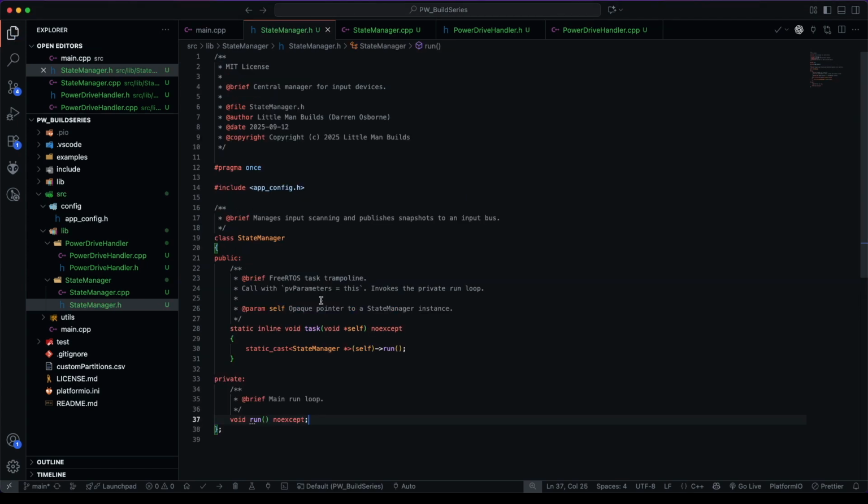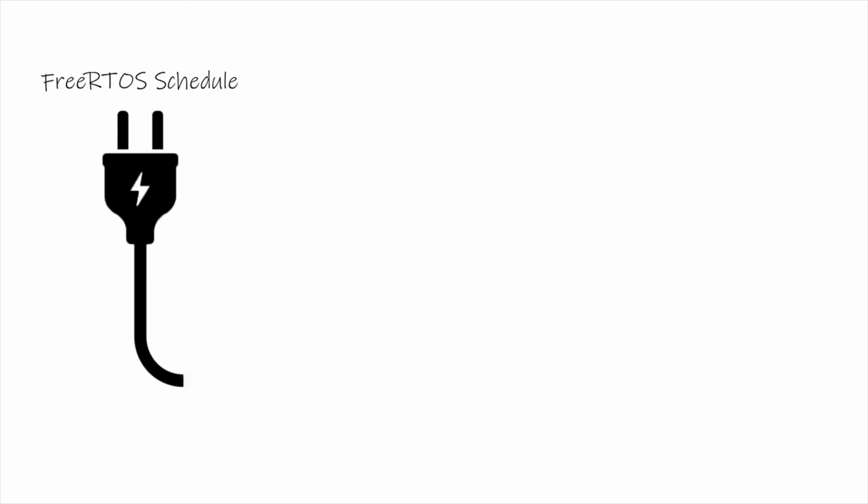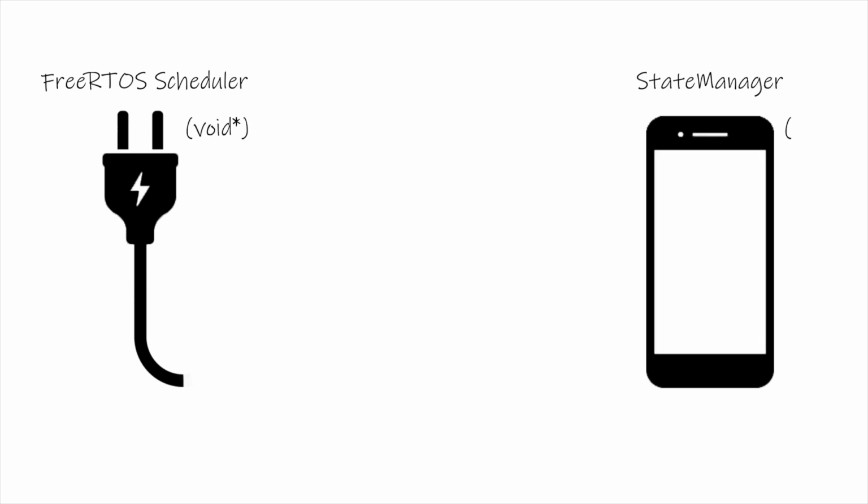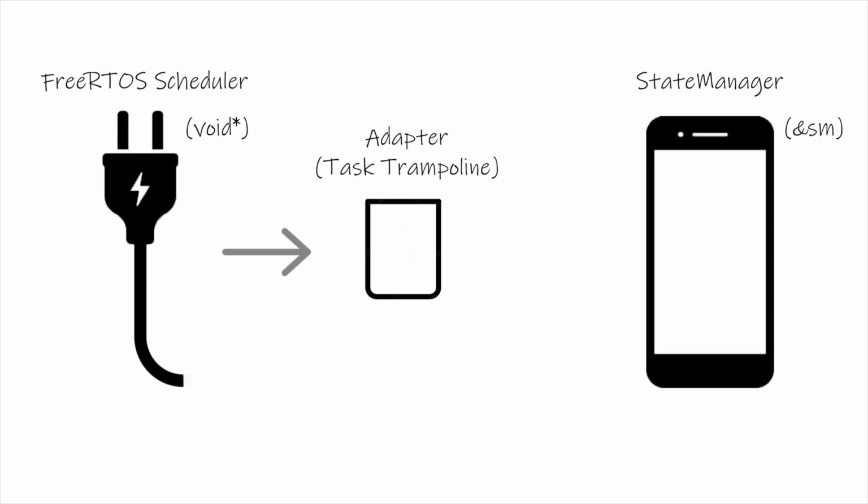So I'll try to come up with a simple analogy. Imagine you've got a universal phone charger plug that's FreeRTOS, and it can only plug into one basic socket, which is a generic pointer or void star. But your phone is the state manager object and has its own special connector. The trampoline is this little adapter block, so FreeRTOS plugs into the adapter, the adapter plugs into your phone, and now the boring universal plug can charge your fancy device.